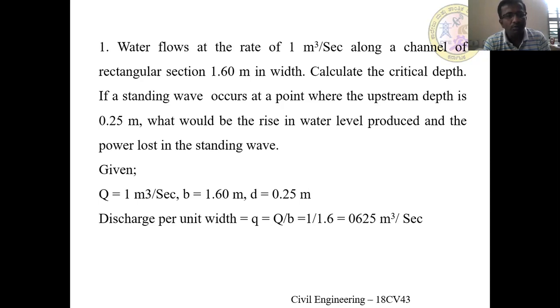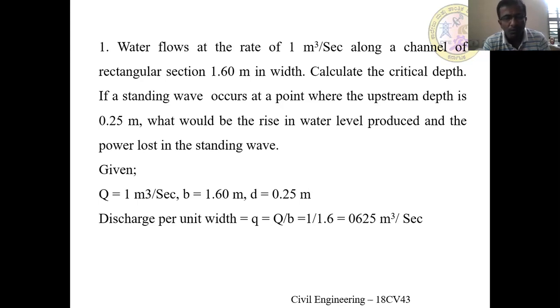So in this problem, we have to find the critical depth. Critical depth is the one where the specific energy is critical, that is yc, where Ec is minimum. What is given: the discharge, capital Q, is 1 meter cube per second, the width of the channel is 1.60 meter, and the depth of flow before the hydraulic jump is 0.25 meter. So first you find the discharge per unit width.